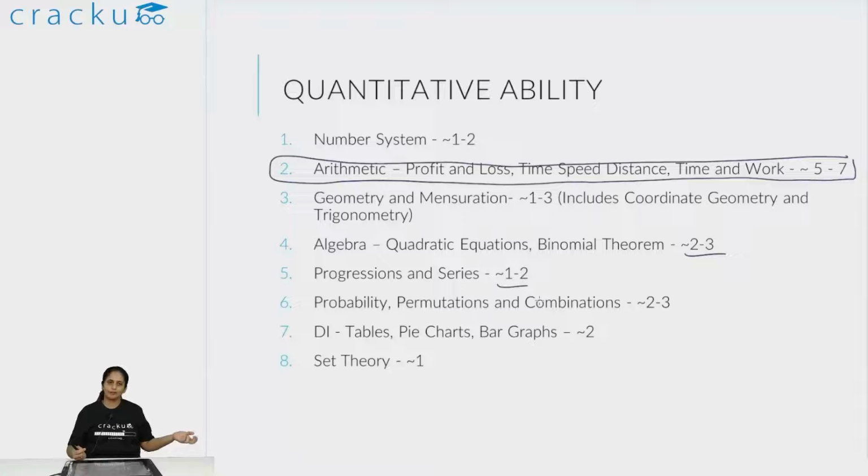Set theory, a one-off question will come from set theory, from Venn diagrams, not harder. So the things that you have to be careful of are the trigonometry part and the algebra and progressions and series part. The rest is very doable. If you're somebody who struggles with probability and combinatorics, you also have to work on that. So these parts are something that you have to do extra in.